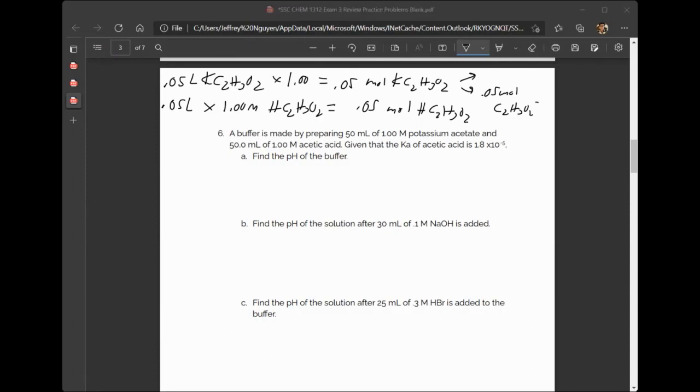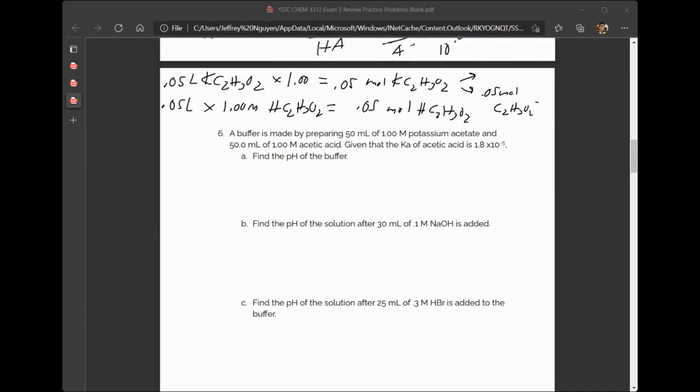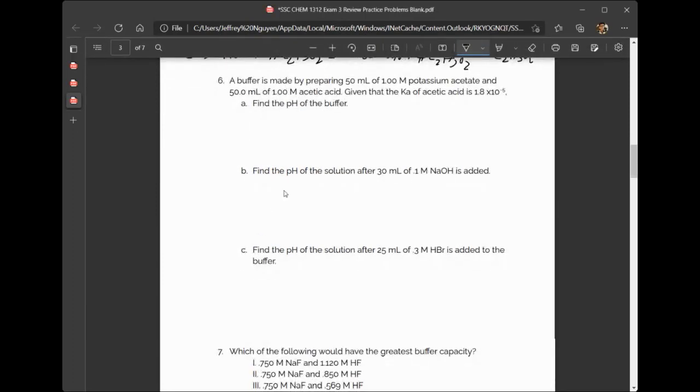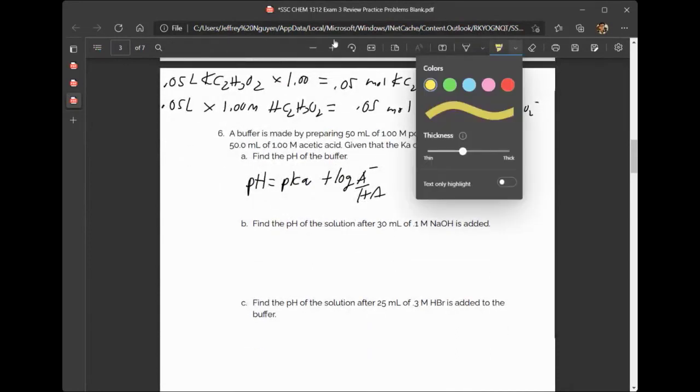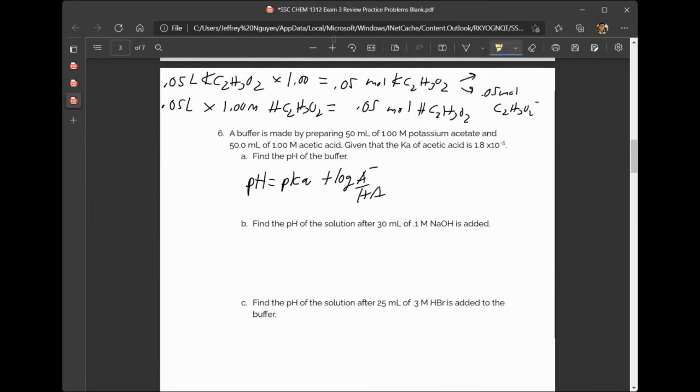Anyone have any questions so far? If not, we can continue. Find the pH of the buffer. So this is a buffer problem. pH is equal to pKa plus log of A minus over HA. In this problem, we can take the moles too. So A minus, let me highlight that for you all so it's easier, would be the 0.05 mole of acetate anion, and then there's also the mole of acid, which is in this color, so that over the yellow.